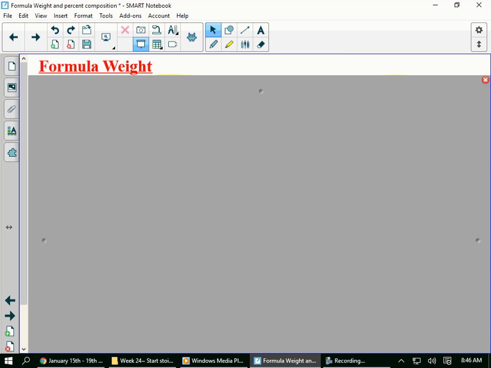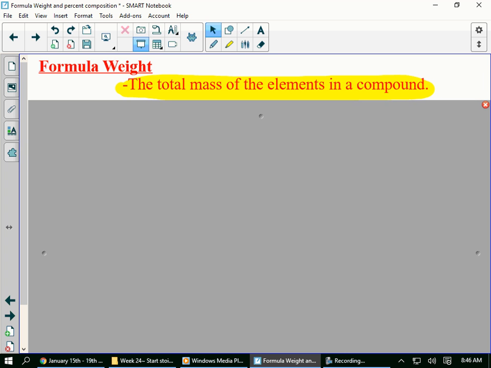Let's knock it out. Let's define what formula weight is first. Formula weight is very simply the total mass of the elements in a compound. So what that means is I'm going to get my periodic table out and I'm going to add up all of the elements' mass and make a total.